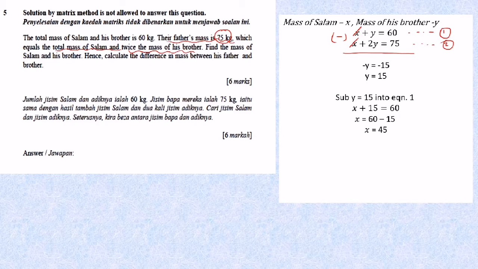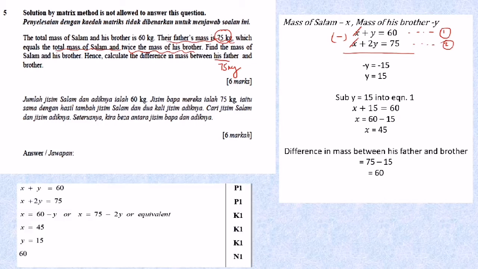Okay, so mass of Salam is 45 kg and mass of his brother is 15 kg. Now we need to calculate the difference in mass between his father and brother. The mass of his father is 75 kg and brother is 15 kg. So the difference in mass between his father and brother is 75 minus 15 equals 60 kg.